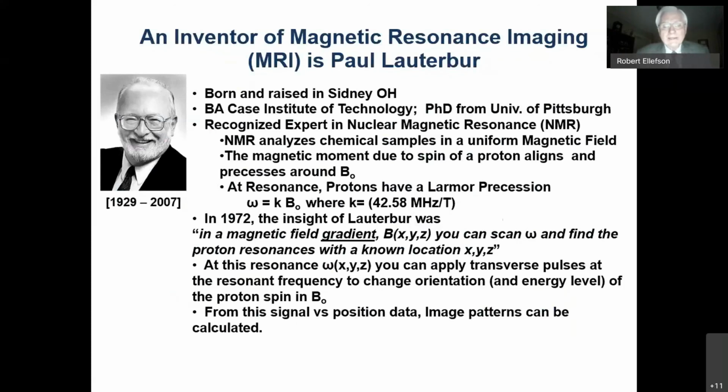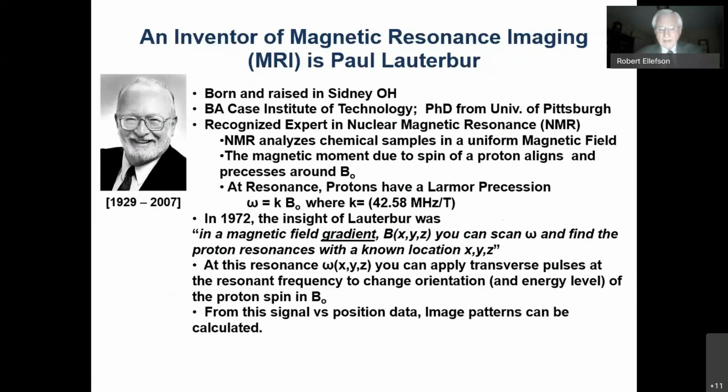So getting back to what MRI is all about, in 1972, Paul Lauterbur had the insight that in a magnetic field gradient, not a uniform field, if you made a field gradient, you could scan through the frequencies and find proton resonances that related to the resonance magnetic field at a particular location, X, Y, and Z.